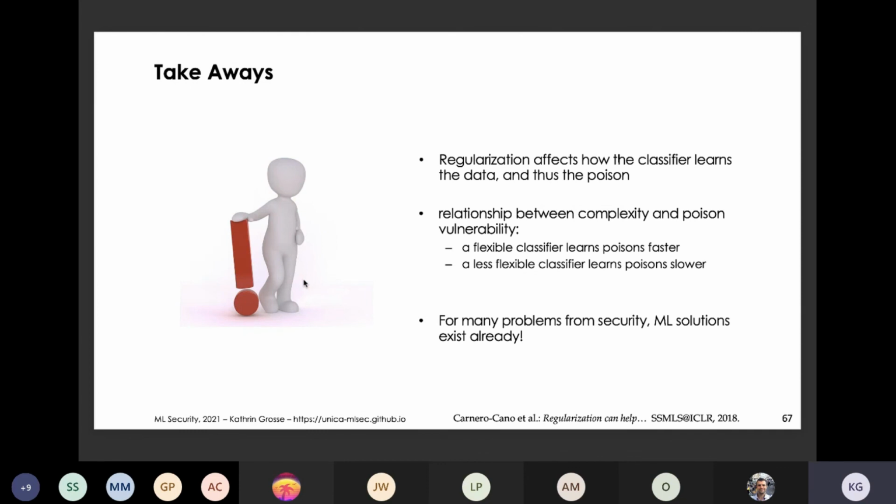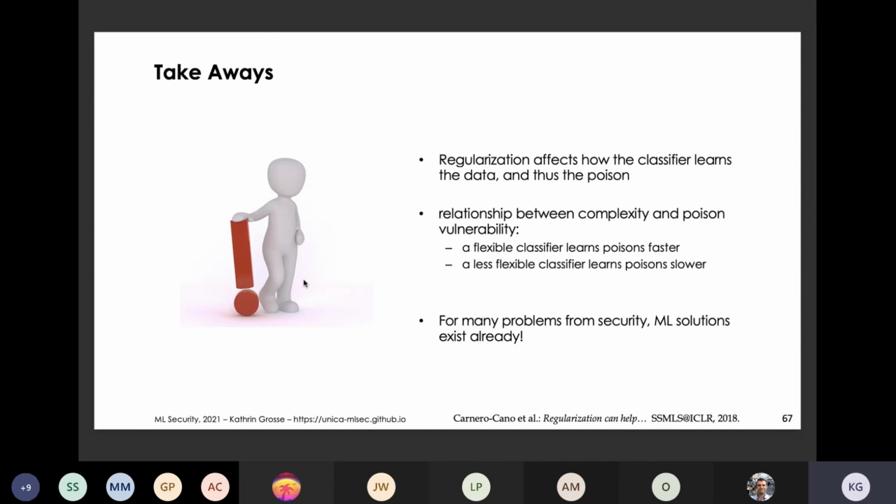So to conclude this kind of relationship, regularization affects how the classifier learns data, and this includes poisoning points. And there is this very nice relationship between complexity and poison vulnerability, which is implied here: a flexible classifier, so an unconstrained classifier, a very adaptive classifier like a neural network, for example, is able to learn a poison faster. And a less flexible classifier, or a classifier that's very much constrained or regularized, learns a poison slower, in the sense that you would need more points to get the same effect on the classifier.